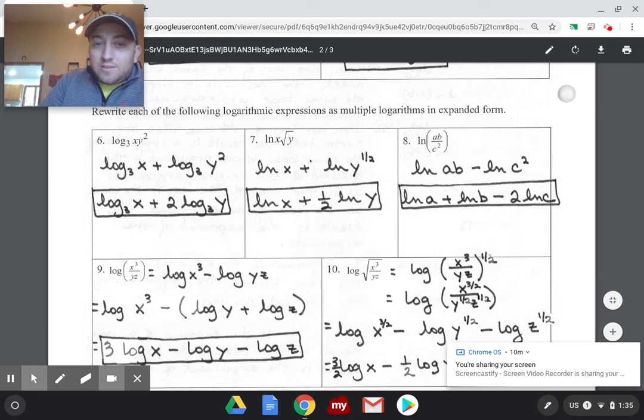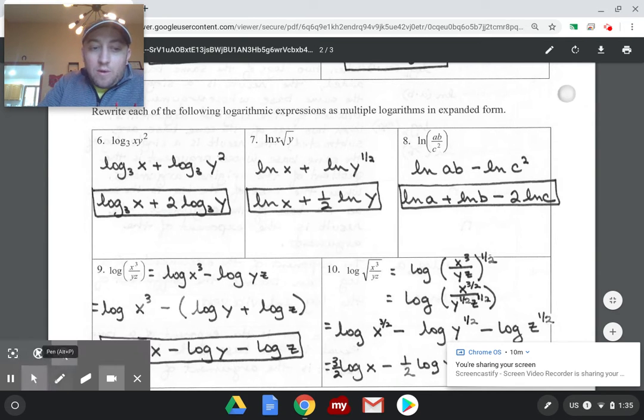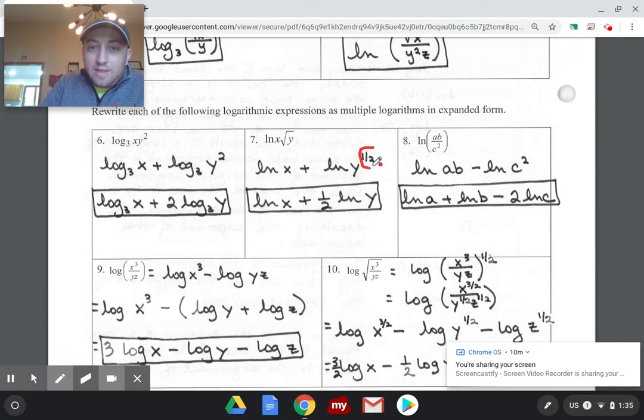And then they also turned square root of y into y to the 1/2. So that way they were allowed to take that 1/2 and really bring it out front there.